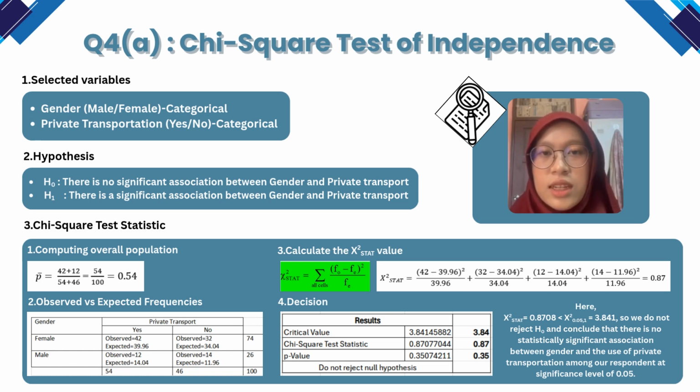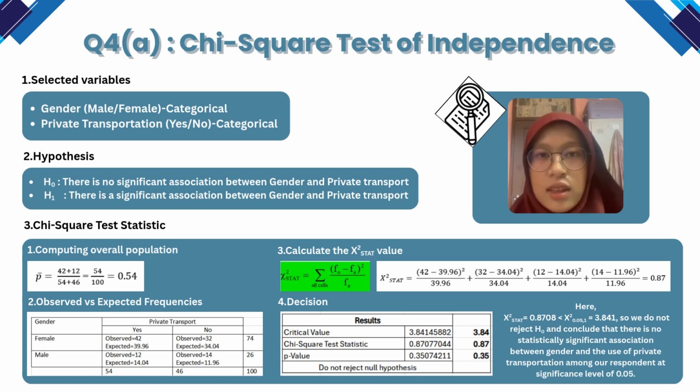Then I will generate a table of observed versus expected frequency in order for me to look at the data more easily and clearly. Finally, I can calculate the chi-square test statistic value. So I will use the formula in the green column, which is the sum of frequency observed minus frequency expected, squared, divided by frequency expected.